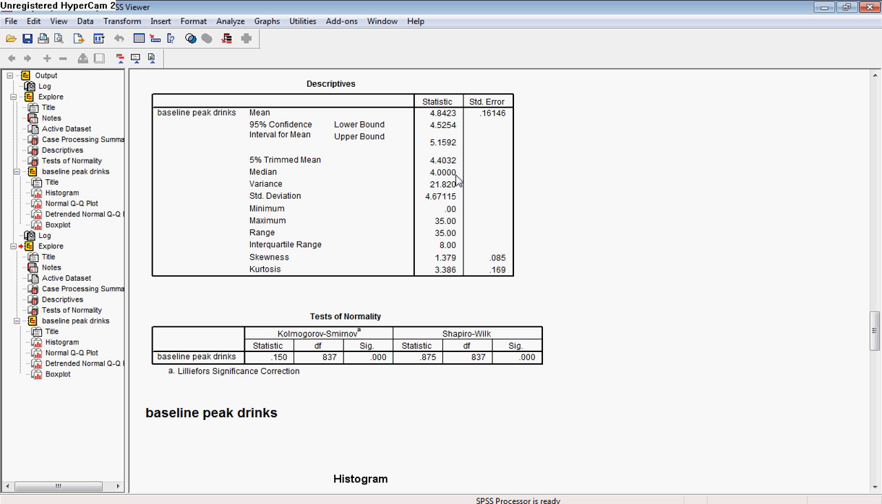Next, I also like to look at, for example, if I'm running a Poisson based analysis, the variance and the mean, to see if the variance equals the mean, which is the assumption in Poisson analyses.